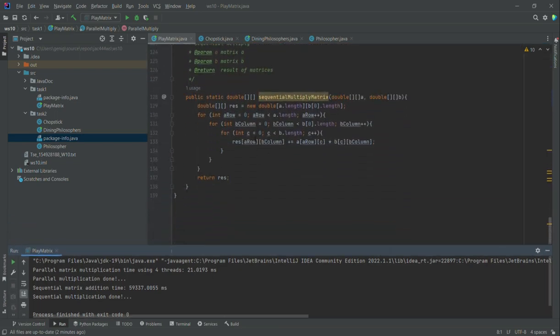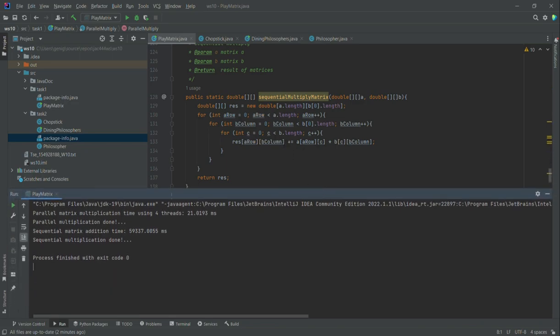And in the sequential, of course, we are just using the traditional way. So local matrix and the main adding of the results. So that's why there's a huge difference in the runtime.